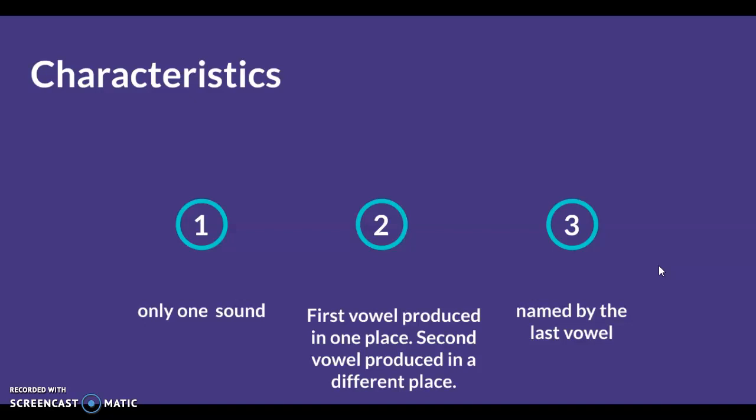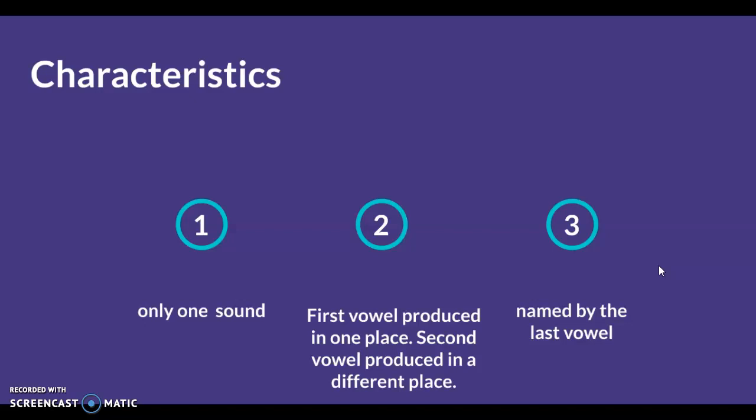The second characteristic is that first we produce a vowel in one place, and the second vowel is produced in a very different way. We're going to see the movement now, but let's focus on the same diphthong, the one that I mentioned. You start at the back, or from the middle, mostly at the back, and you go to the front. You see, there is a movement of your tongue.